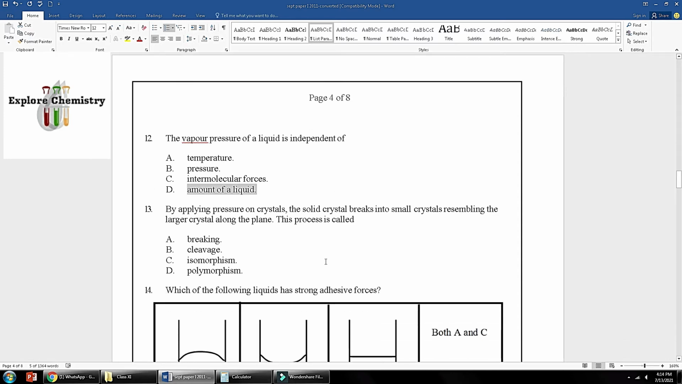Number 13, by applying pressure on crystals, the solid crystals break into small crystals resembling the large crystals along the plane. This process is called cleavage. It is the correct answer, because crystalline solids are having fixed cleavage plane.